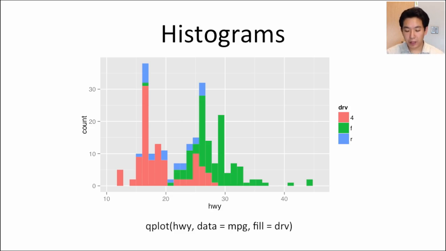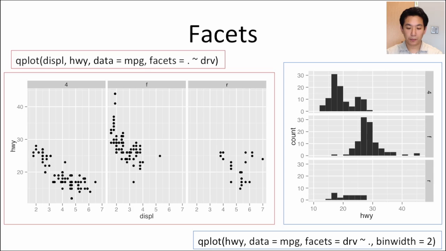You can make a histogram with the qplot function by only specifying a single variable. So here I only specify the highway variable, and it shows me the highway mileage for all the cars in the data set. But then again, I like to separate out which cars are four-wheel drive, which cars are front-wheel drive, etc. So instead of the color argument, I specify the fill argument, which says that the different elements of the histogram are going to be filled with different colors based on what drive they are. So here you can see a similar picture that you saw before, which is that the four-wheel drive vehicles tend to have the lowest mileage, and the front-wheel drive tend to have the highest mileage.